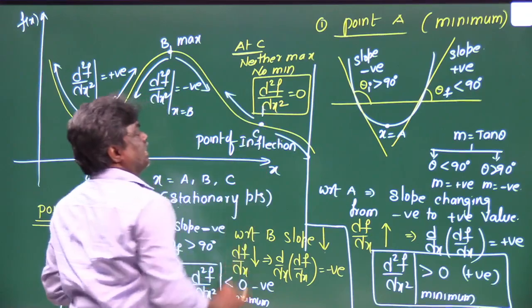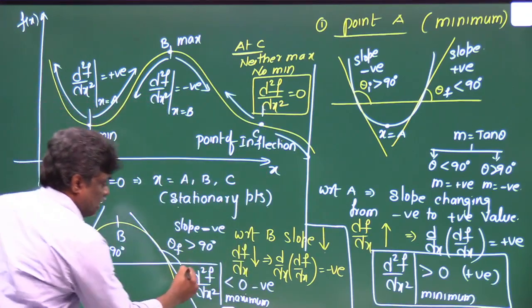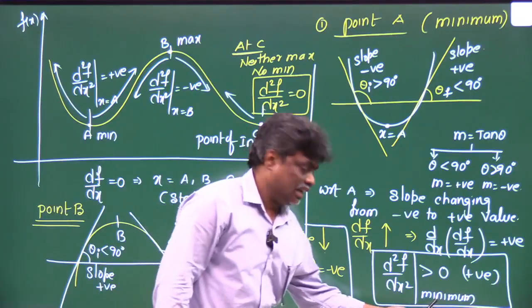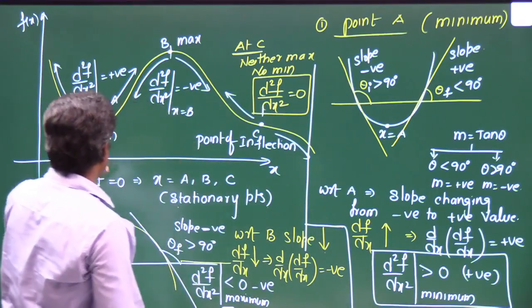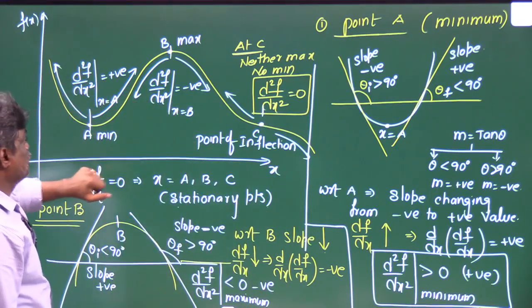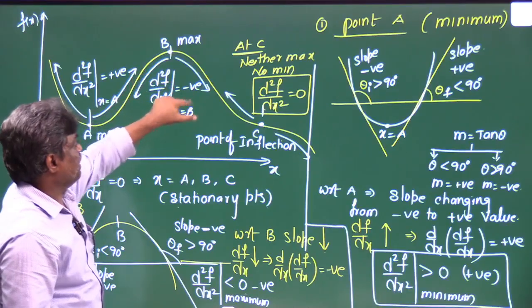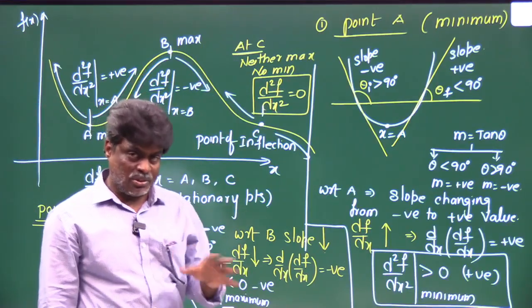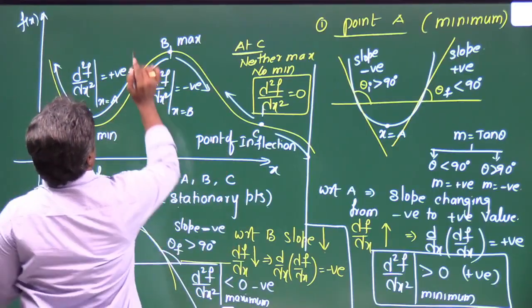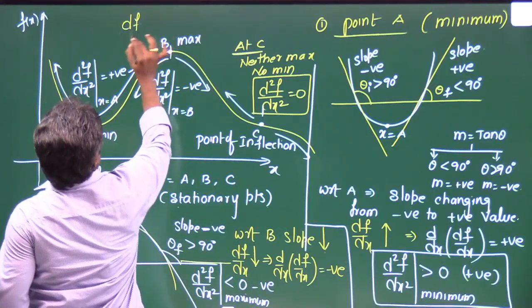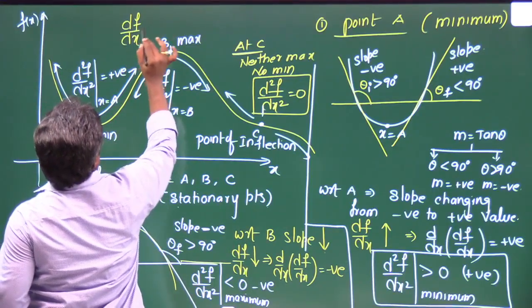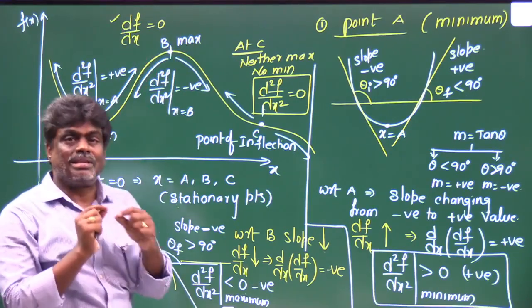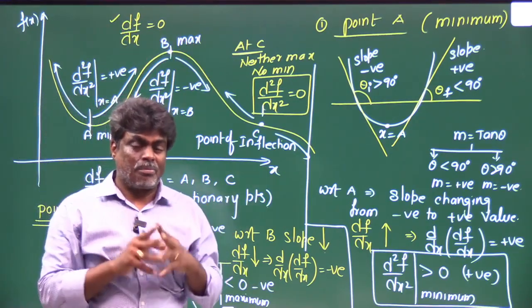So this is the condition for a point of inflection, and this will be the condition for maxima, and this will be the condition for minima. So at a minima the second derivative is positive, at a maxima the second derivative is negative, and at a point of inflection the second derivative is 0. But for all these 3 points, the slope of the function at that point should be 0, because all these 3 points are called stationary points.